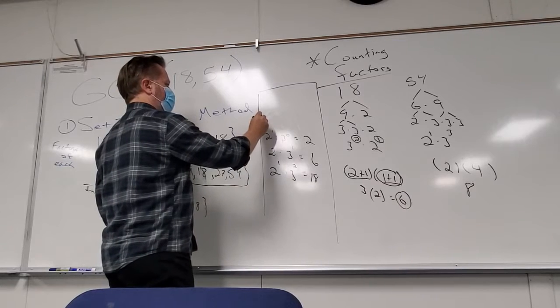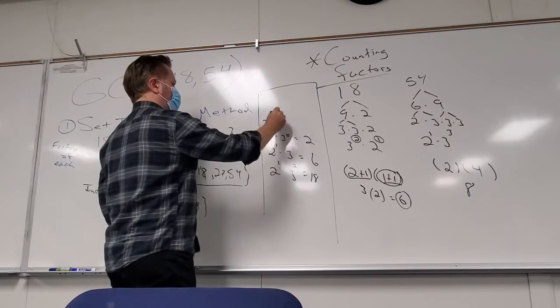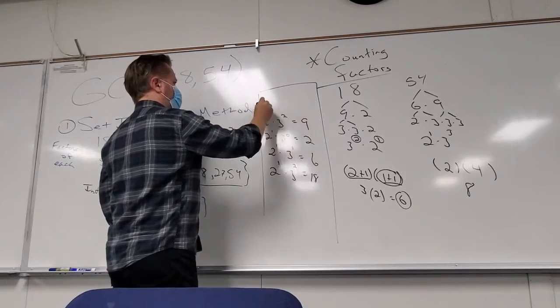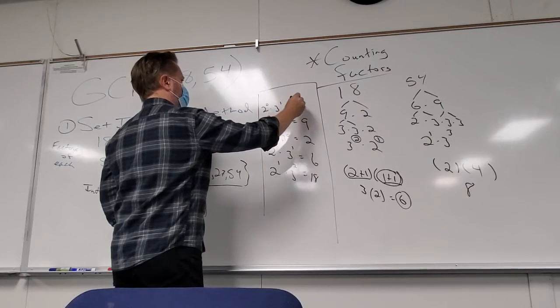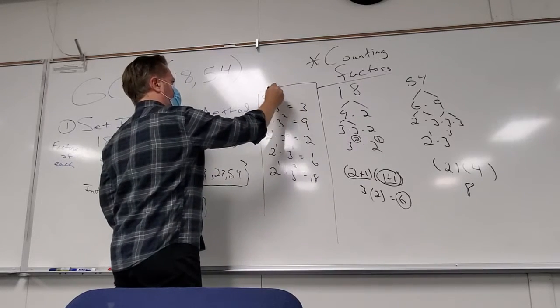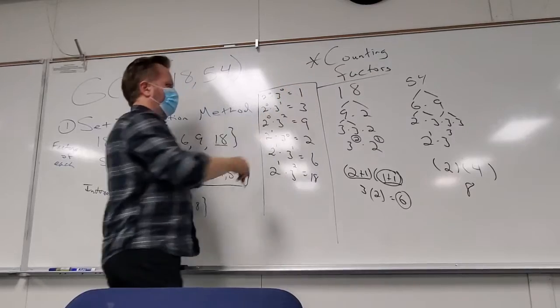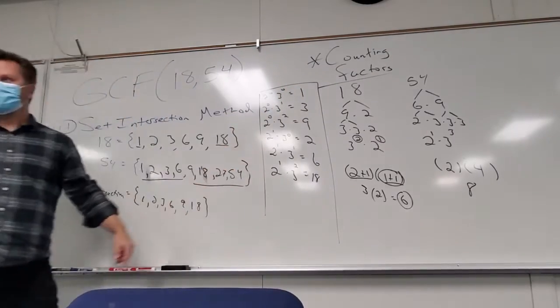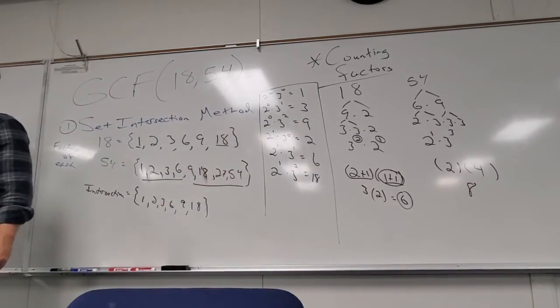Could I do 2 to the 0 times 2 3s? Could I do 2 to the 0 times 1 3? 2 to the 0 times no 3s? Isn't that all of the factors, right?